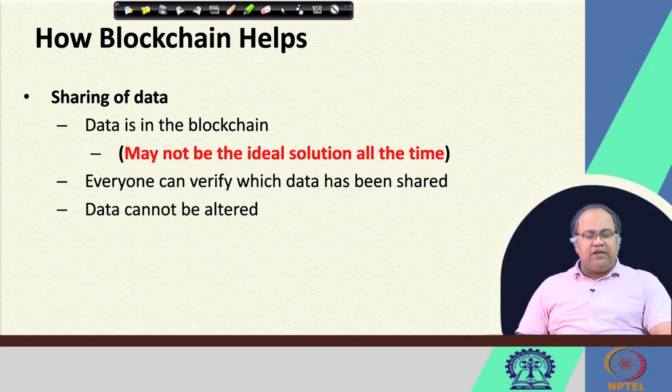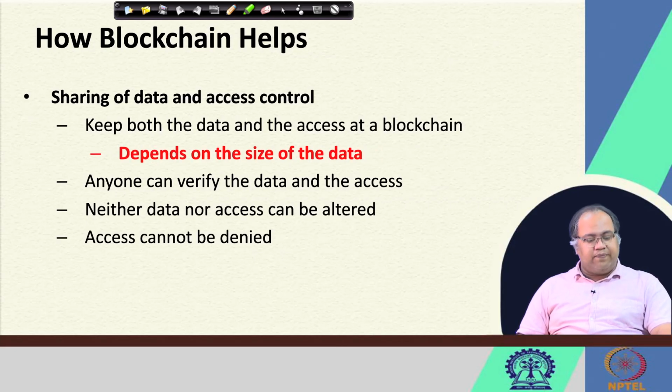Now, the question comes when sharing the data. You can put the data in the blockchain. Putting the data directly on the blockchain, as I mentioned earlier, might not be the ideal solution all the time, so we need to think of an alternate solution. But if you are putting the data directly on the blockchain, then it becomes transparent. Everyone can verify which data has been shared, and the data cannot be altered, because you have the data on a blockchain-based system. So no one would be able to change that data and share it somewhere else.